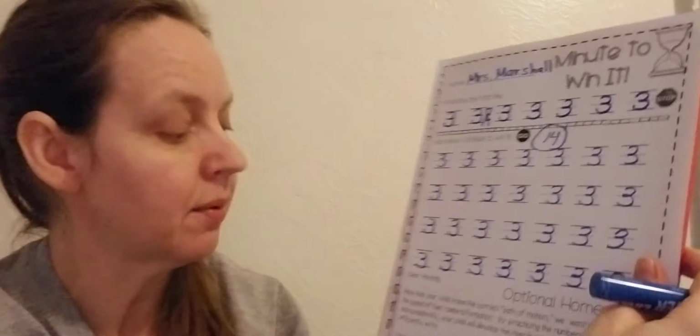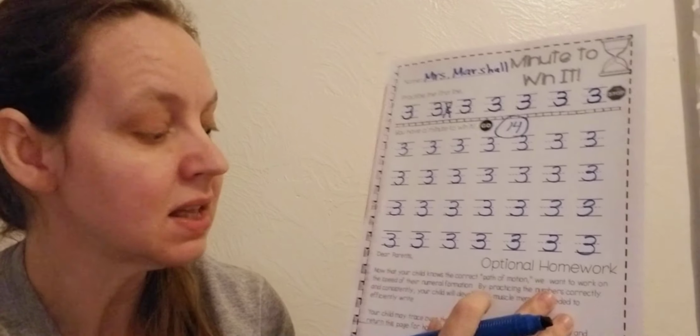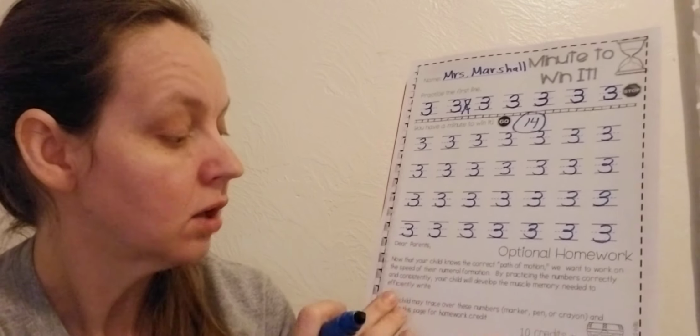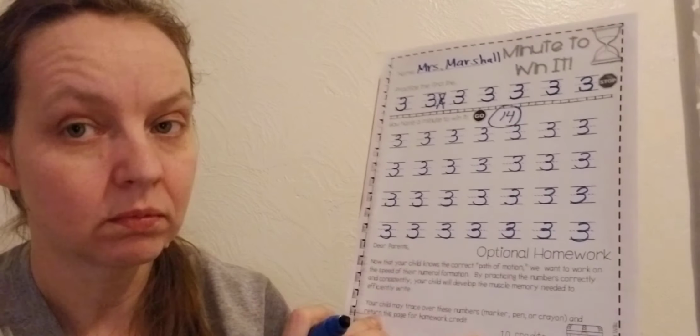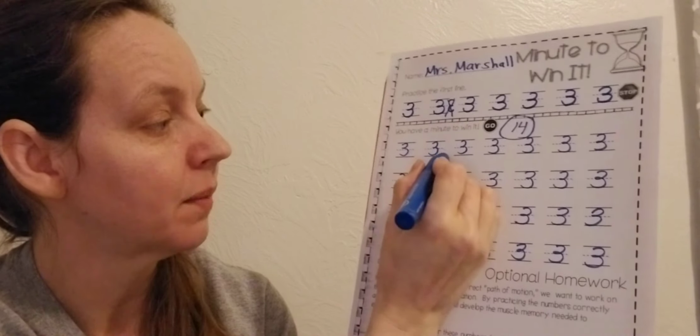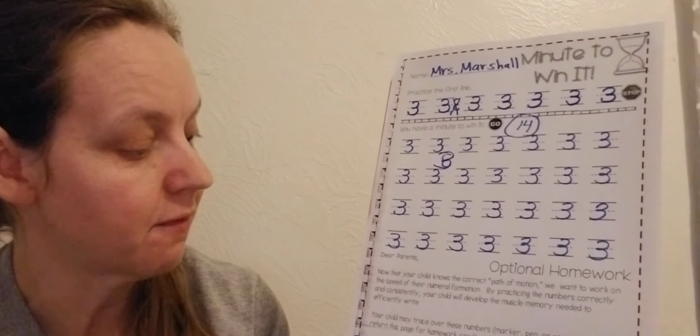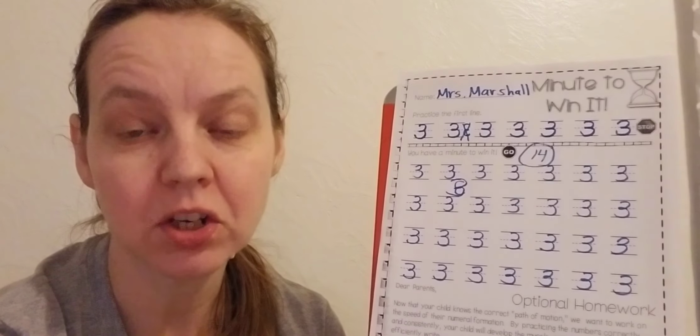Now, check your 3s. Down here it says, now that you have the correct path of motion, we want to work on the speed of your number formation by practicing the numbers correctly and consistently. So your job is, if you want to, this is extra, go back and find any that you wrote backwards. If you wrote some this direction, find them and trace over them with a different color going back the right way and fix them up. Then you can go ahead and finish any lines that you didn't get done during the timed part. But leave your number up there because I really want you to use that as your goal for next time when we do this again.